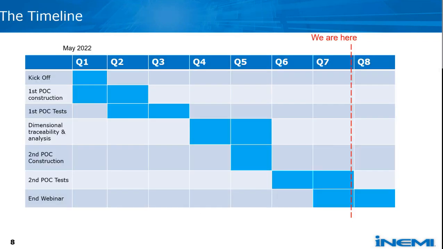Okay, we started out with a timeline looking at about 8 quarters. We expected this would take about 2 years to develop, and we had some rough timeline. We went ahead and worked our way through this.